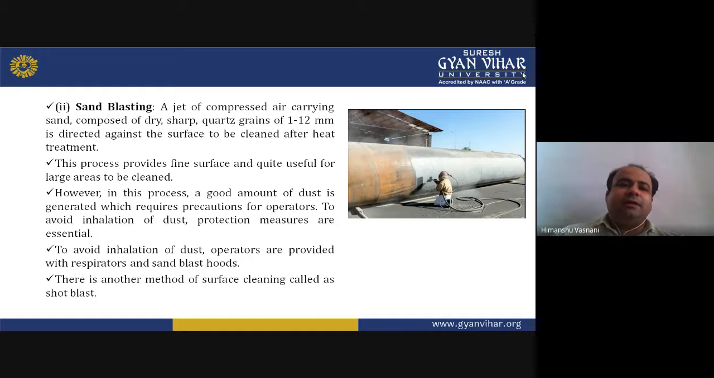The second method is sandblasting. After acid pickling, we go for sandblasting. A jet of compressed air carrying sand composed of dry, sharp quartz grains of 1 to 12 mm is directed against the surface to be cleaned after heat treatment. This process provides a fine surface and is quite useful for large areas to be cleaned.